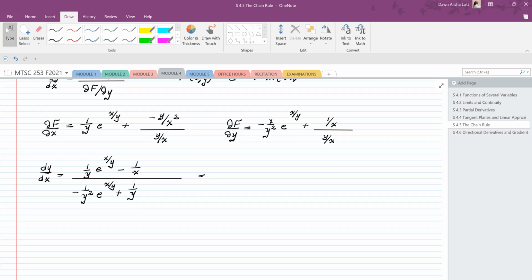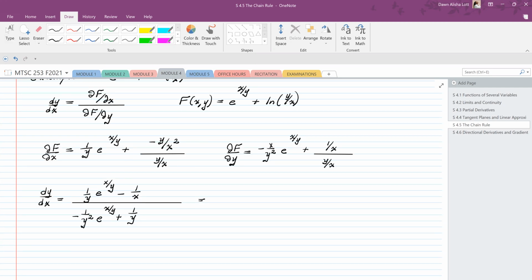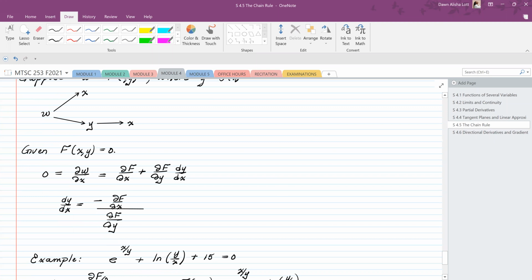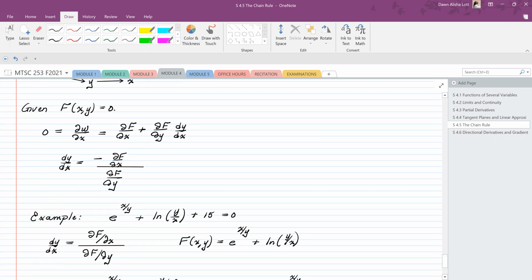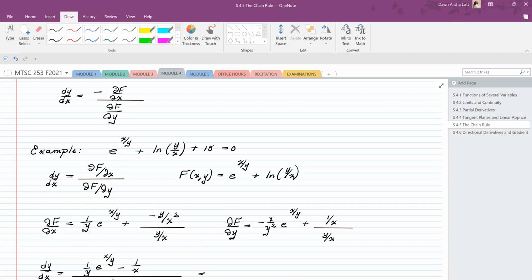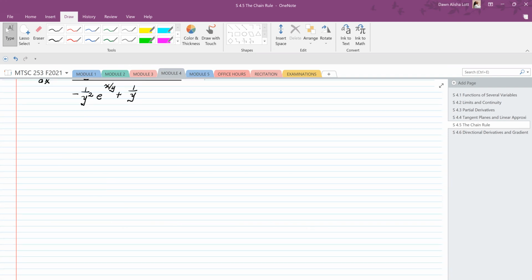Okay. All right, so that's if you only have a function of 2 variables, right? So w is a function of x and y, and y is a function of x. So in order to find dy dx, you have to divide the partial of f with respect to x by the partial of f with respect to y, with a minus sign. Okay, now what happens when you have a bigger tree?